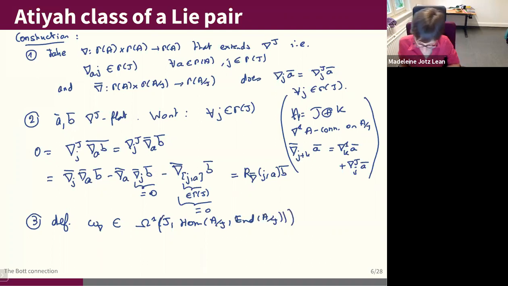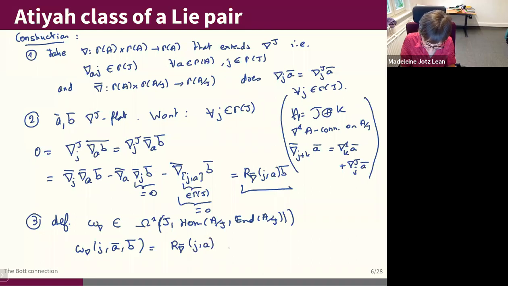Maybe I should write it with tensors, but okay. So we define, it's just this part of the curvature that we have here. So omega nabla of J is going to eat the class of an A and the class of a B in a second step. And we just define that to be R nabla bar of J A on the class of B.